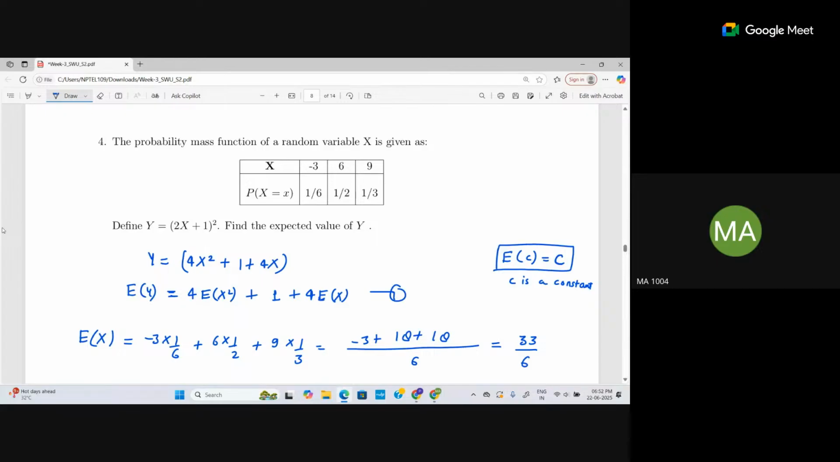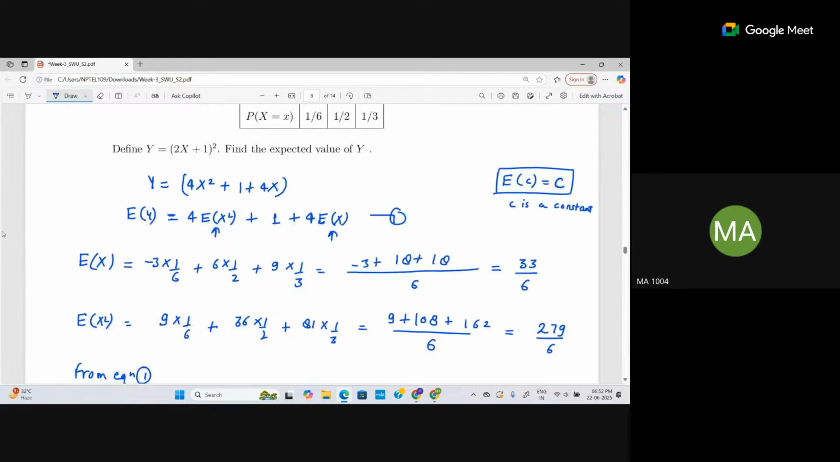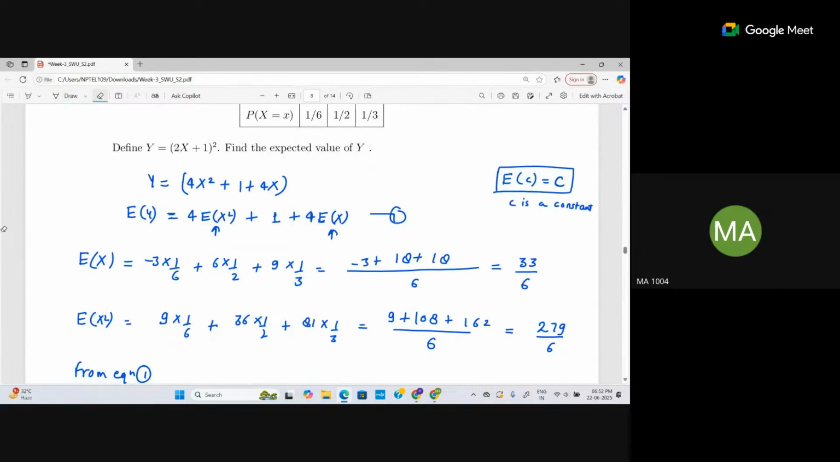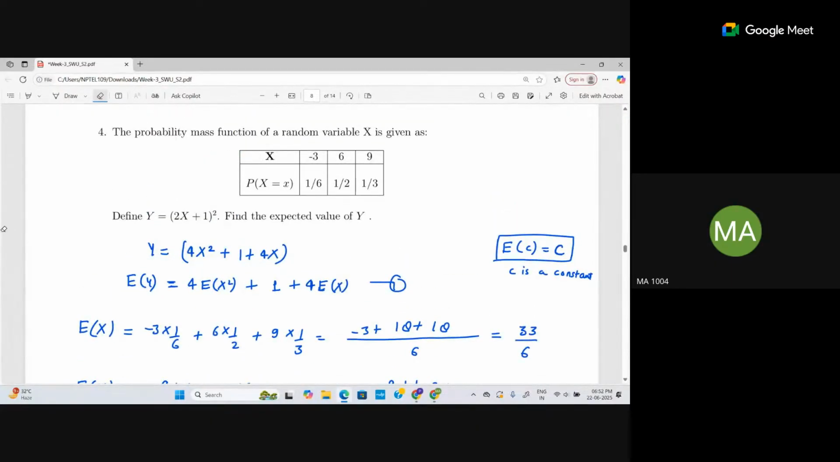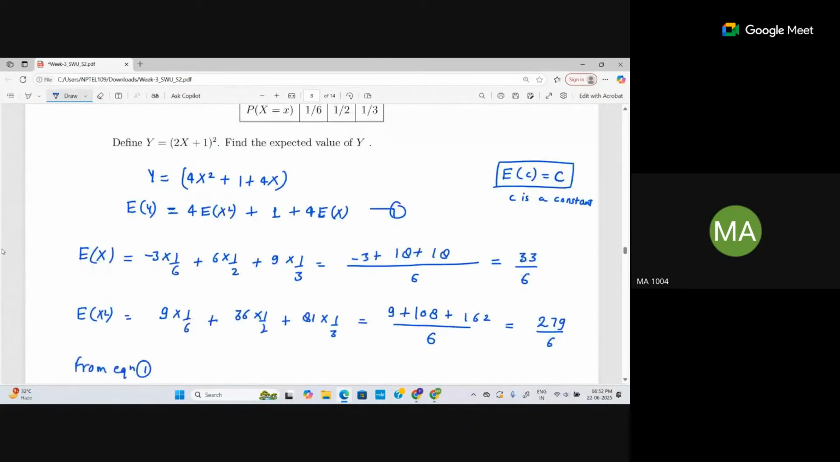So now we need to calculate these two values, expectation of x square and expectation of x, right? So that we can easily calculate from the table. Yeah, ma'am, I'm just following you. Is it clear to everyone? Yes, ma'am. Okay.